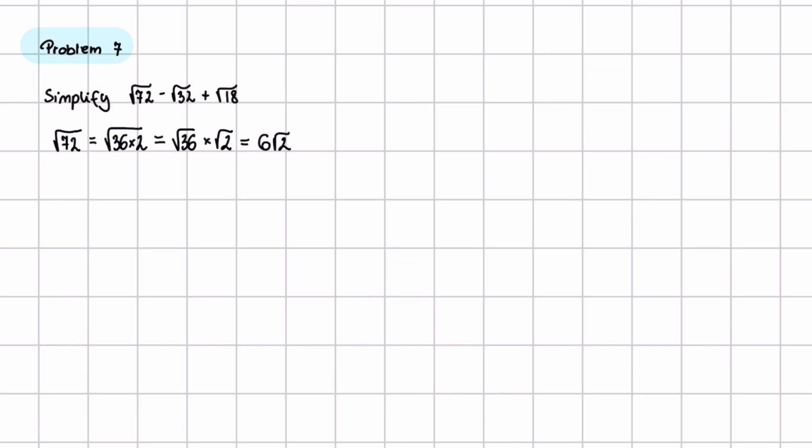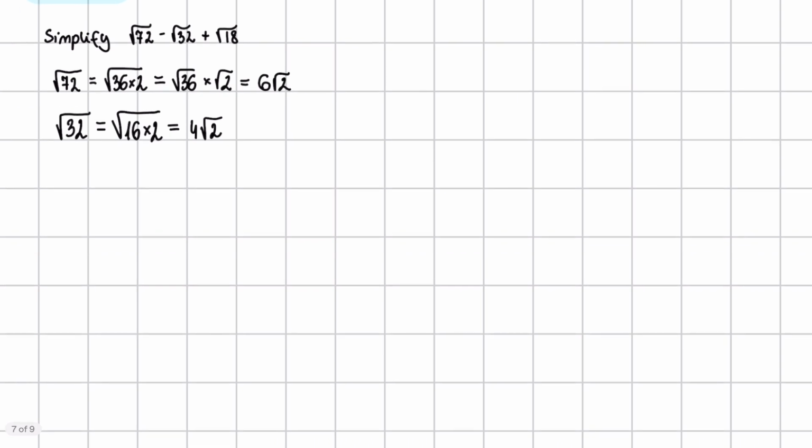Then we have square root of 32, and we know that 32 divided by 2 is 16. So 16 times 2. So square root of 16 is 4. And square root of 2, we leave it like this.